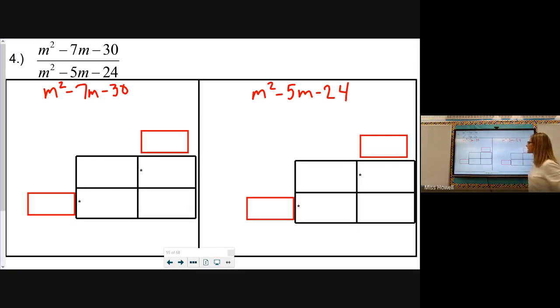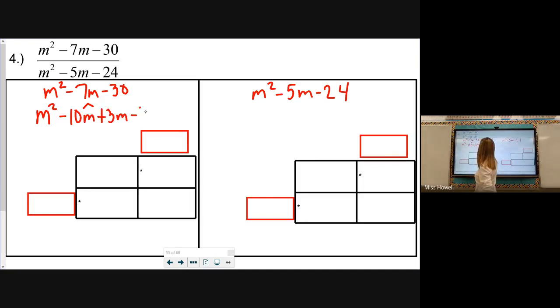So m squared minus 7m minus 30 does not have a GCF. So we're going to start to guess and check. We need factors of negative 30 that give us a negative 7m. So our magic combo here, hopefully we're getting pretty good at these, would be negative 10m plus 3m. But again, if I need to go off to my scratch paper and do that little guess and check chart, do it, right?